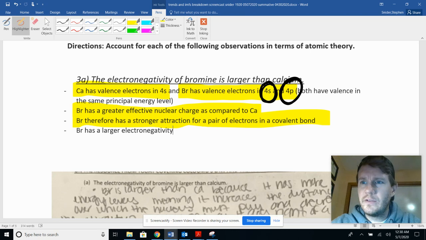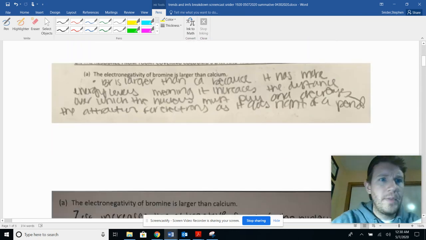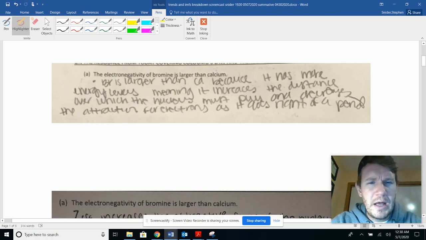What I want to do now is really get to some student responses, and let's break these down. So in this first one, bromine is larger than calcium because it has more energy levels. That is inaccurate. It does not have more energy levels.